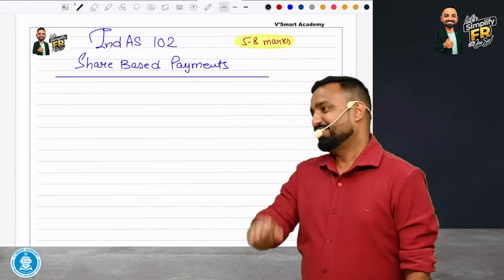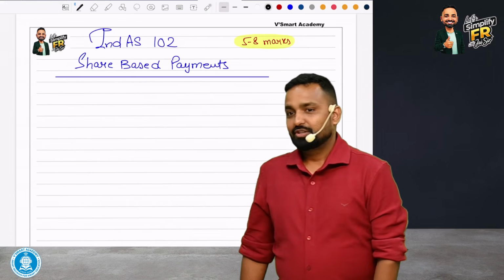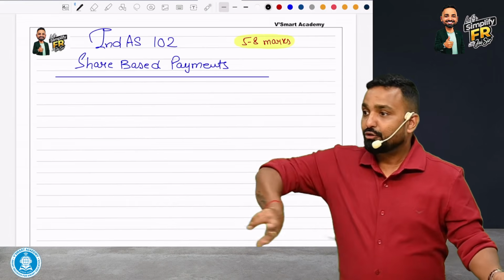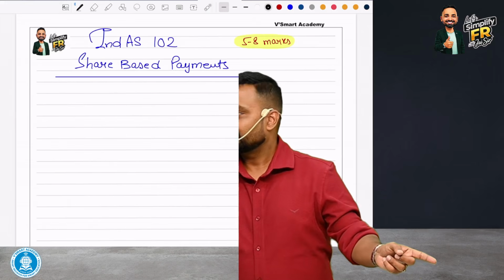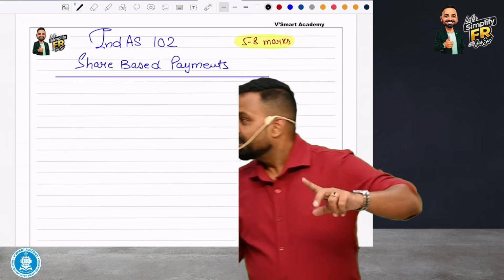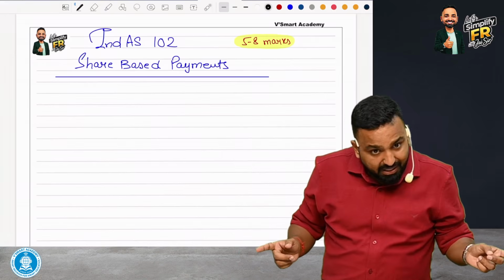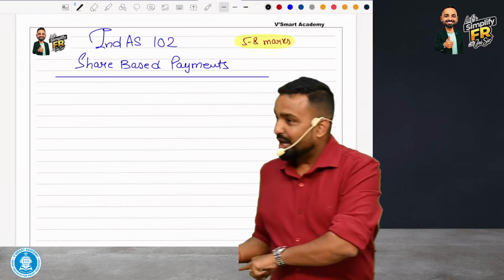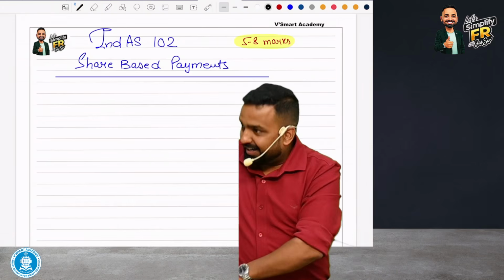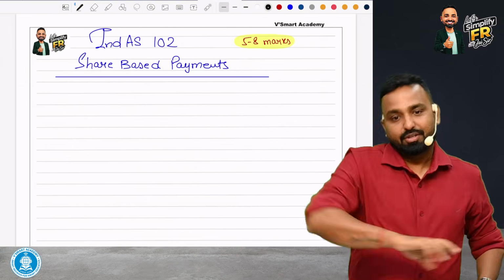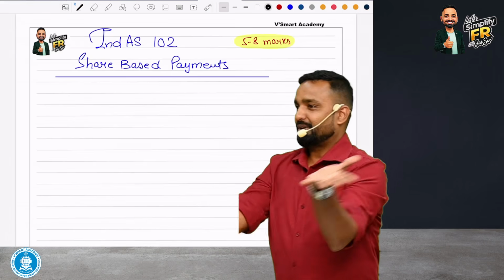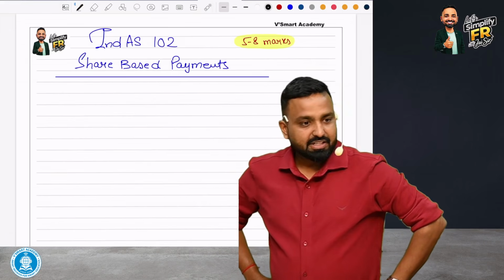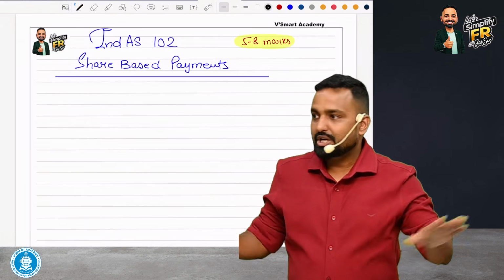And last but not the least, ESOP announced by the parent company for the subsidiary employees. What is it? ESOP issued by the parent company for subsidiary employees, or vice versa, ESOP issued by the subsidiary company for parent company employees. This is the accounting. So the whole chapter covers these things. Understood or not?